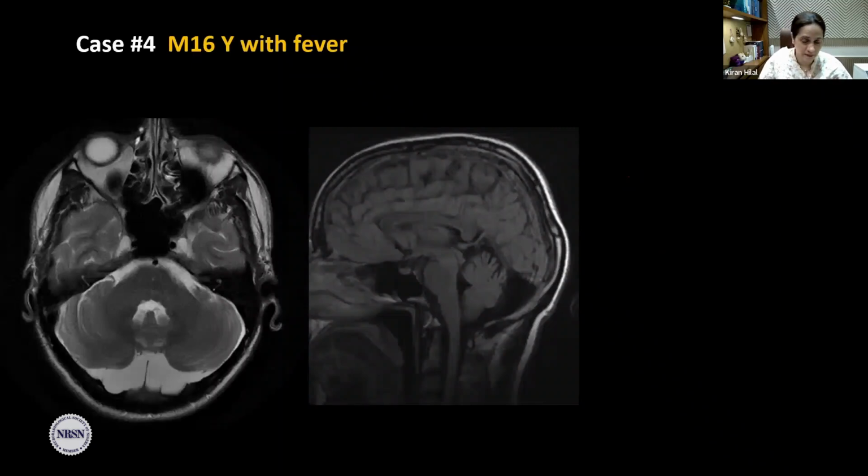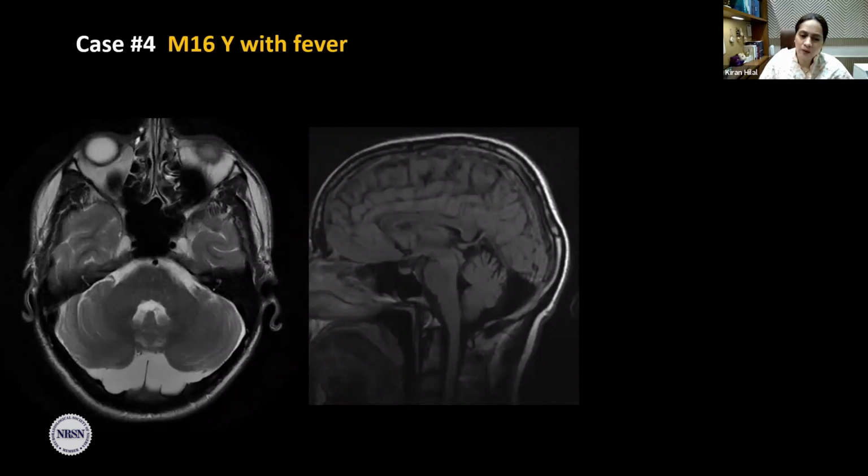symptoms of the patient. Now, coming to our case number 4, it's a 16-year-old with a history of fever. It's one of my on-call cases. I saw there were no signs of meningitis. Trust my words, there was no meningeal enhancement. The patient was absolutely fine, absolutely healthy, and not having any history of fits, no neurodevelopmental disorder, nothing.